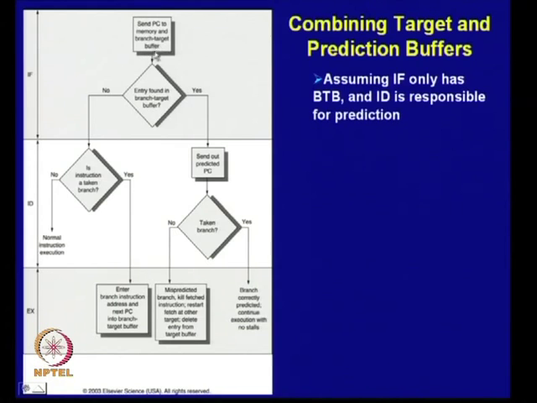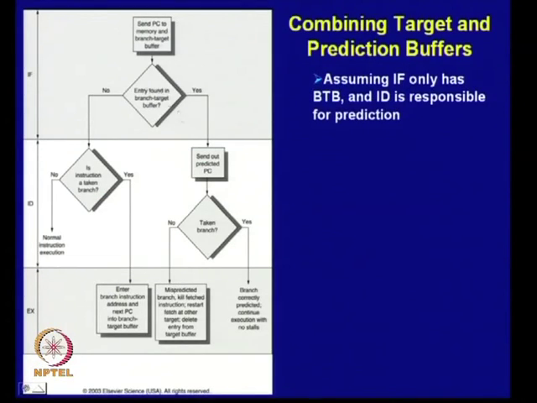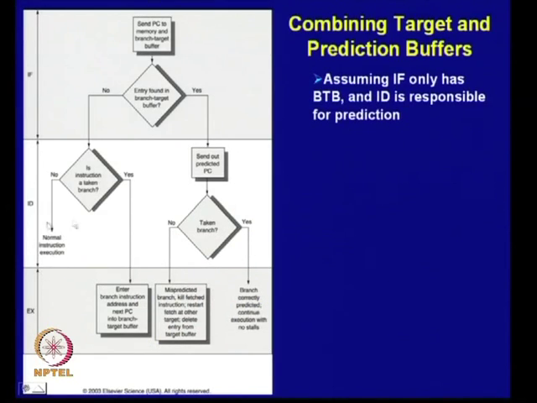After sending the PC, you have to check whether the entry is found in the branch target buffer or not. That is being done in this step itself. If the entry is found in the branch target buffer, then there are two possibilities: the branch may be taken or not taken. If the instruction is a taken branch and the answer is no, it is normal instruction execution. Normal instruction execution means the instruction will be fetched from PC plus 4 for the MIPS pipeline that we have discussed. That is the case, and you can do it in the ID stage.